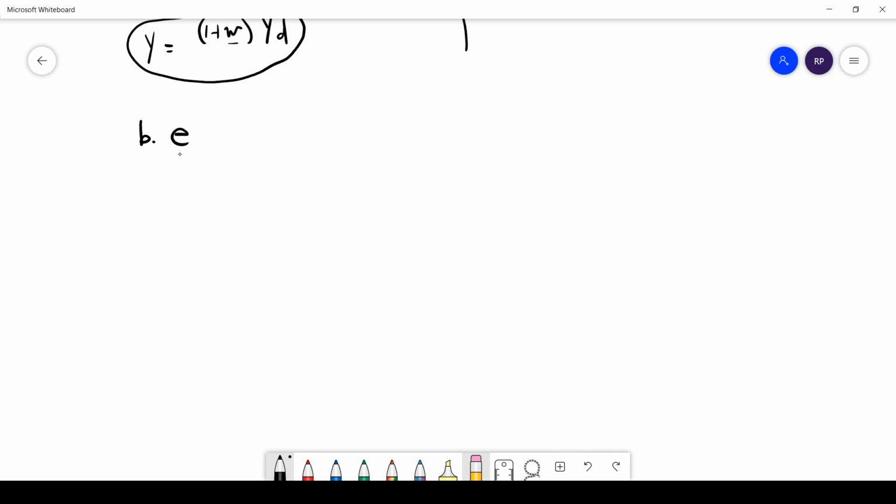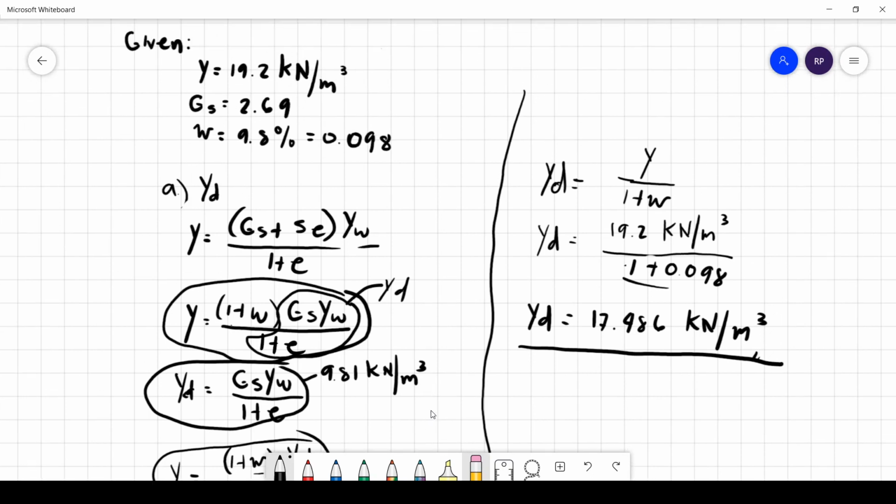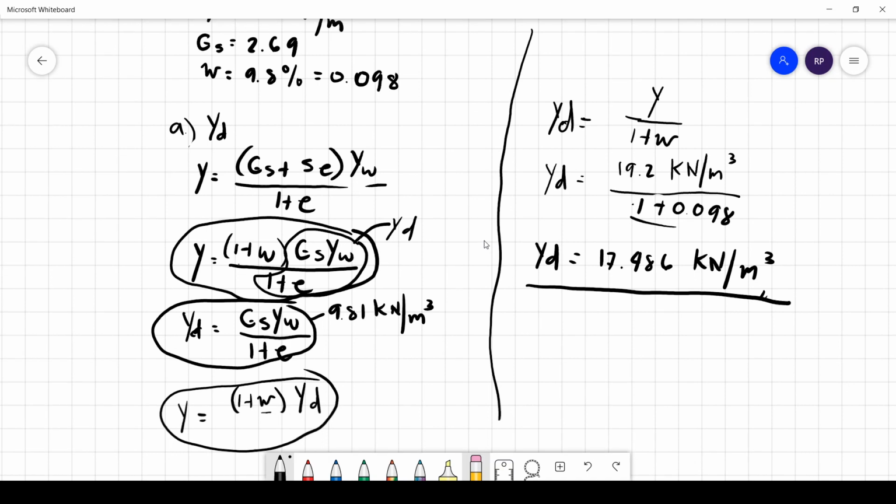So, we are asked to solve your void ratio. Lista na lahat natin yung equations na pwedeng magamit or formulas. E is the ratio of the total volume of voids to the total volume of your soil solids. But in the problem, hindi given yung volumes natin, kahit pa yung total volume. We are only given your unit weight, your specific gravity, your moisture content, and also yung na-solve natin, that is your dry unit weight.